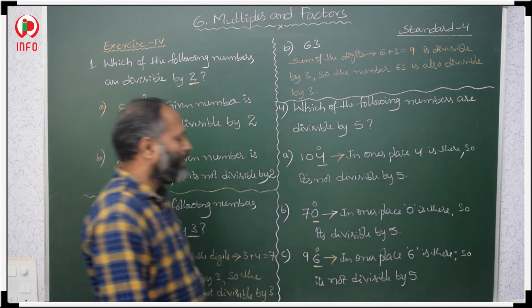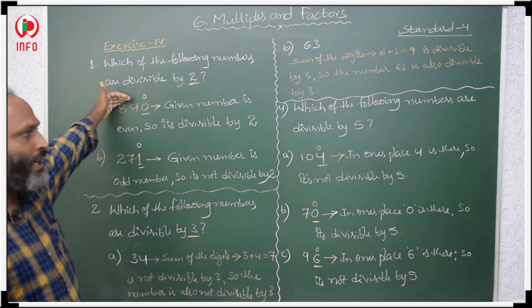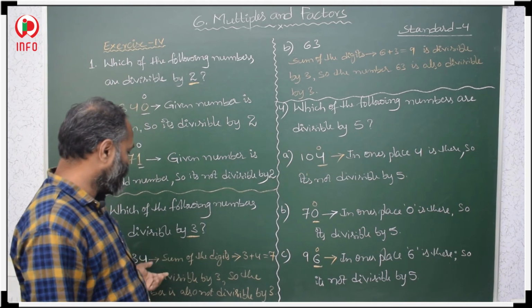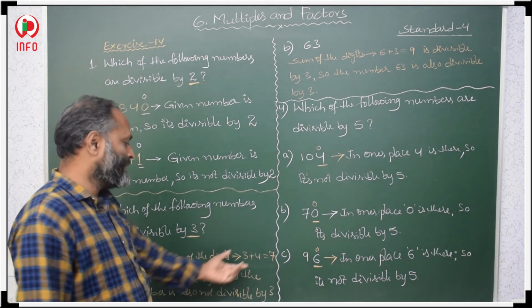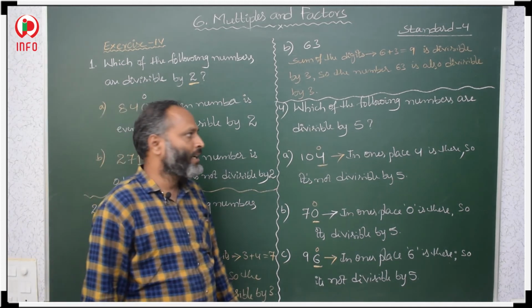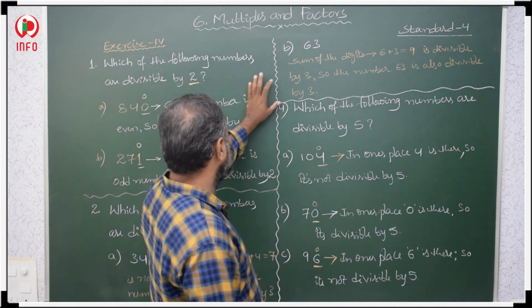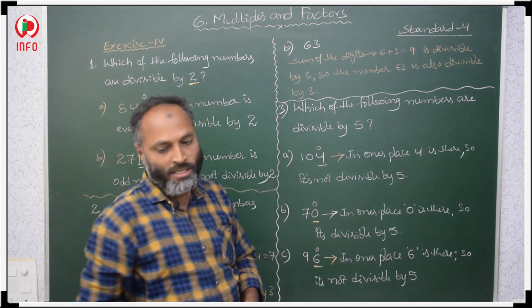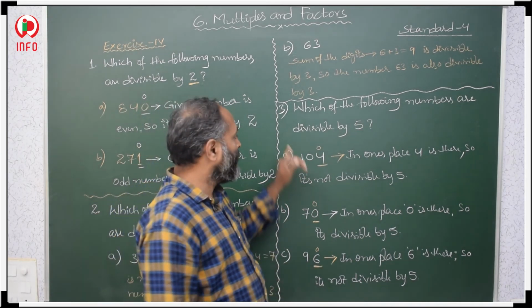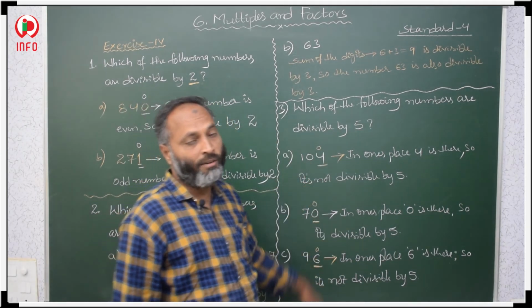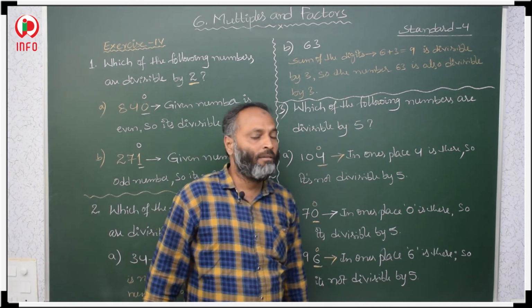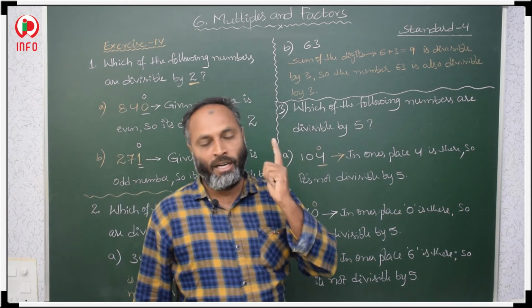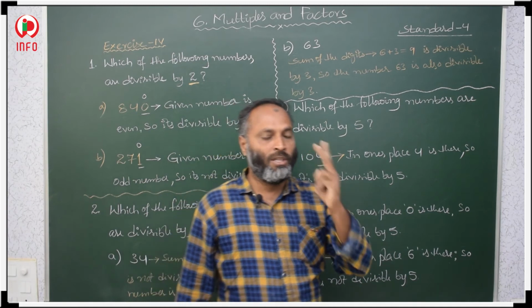Okay. For 2 we have to check whether the number is even or odd. For 3 we have to find the sum of the digits. If the sum of the digits is divisible by 3, then the number is divisible by 3. For 5, the last digit. This is the third question. If the last digit of a given number is 0 or 5, then the number is divisible by 5, otherwise it is not divisible by 5. These three we did: the divisibility tests for 2, 3 and 5.